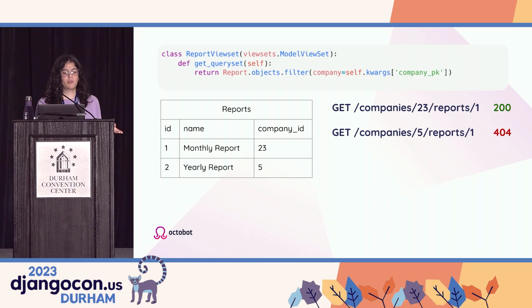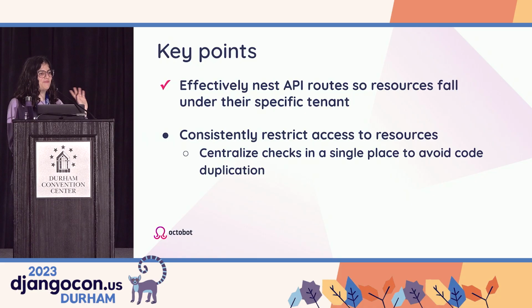If I perform a GET request to companies/23/reports/1, I'll get a 200 success. Report with ID 1 belongs to company 23, so no problem there. But if I perform a request to companies/5/reports/1, I'll get a 404 because report 1 does not actually belong to company with ID 5. So this was the first point that we wanted to achieve. It's done.